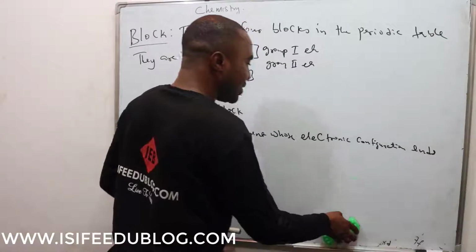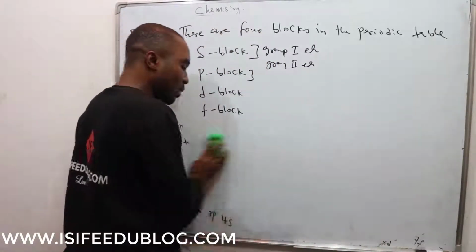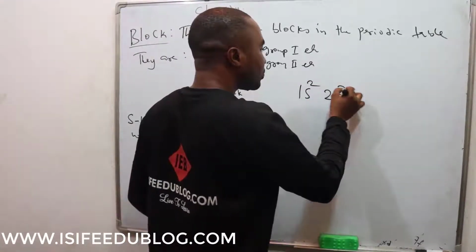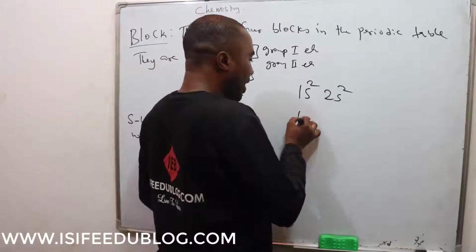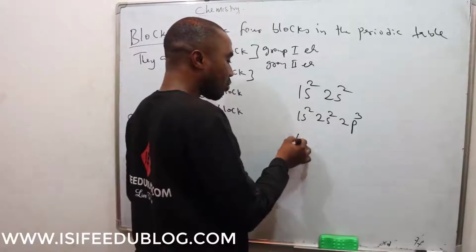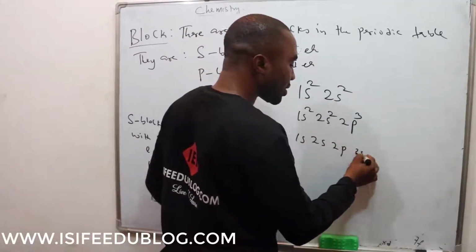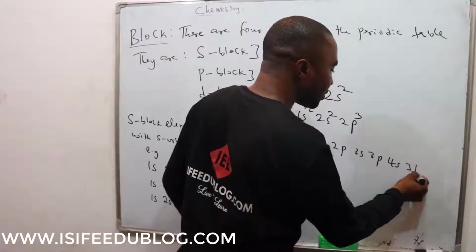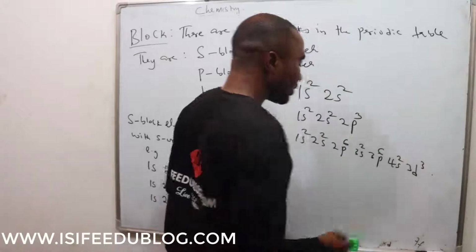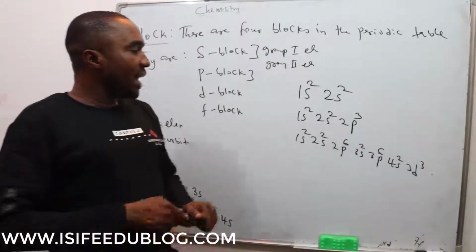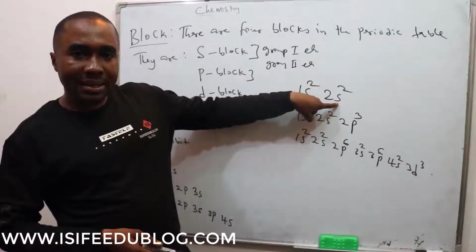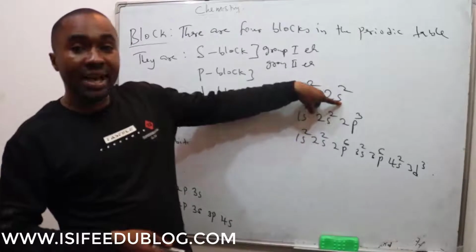For instance, if I have this and I'm asking now, which block does this element belong to? 1s 2, 2s 2. Then I have 1s 2, 2s 2, 2p 3. Then 1s 2, 2s 2, 2p 6, 3s 2, 3p 6, 4s 2, 3d 3. If you look at the first one, you discover that the electronic configuration ends with S. The last electron is found in the S orbital. So this is an S block element.